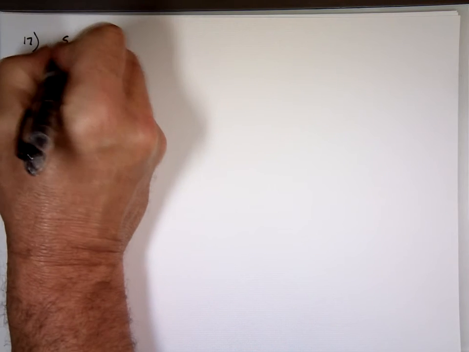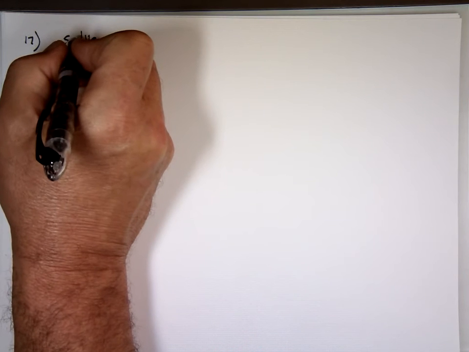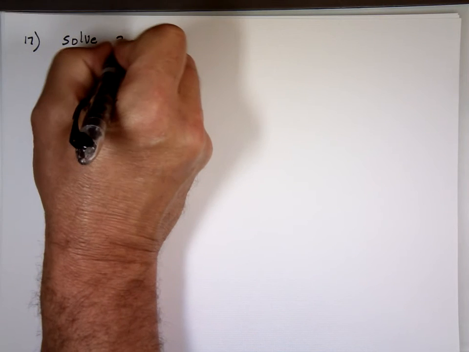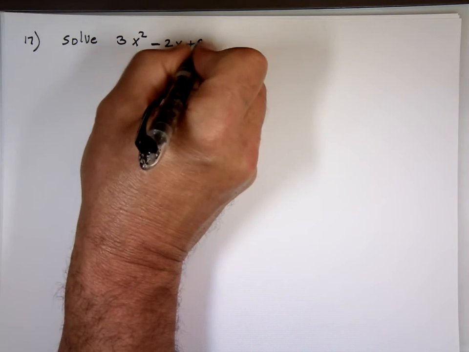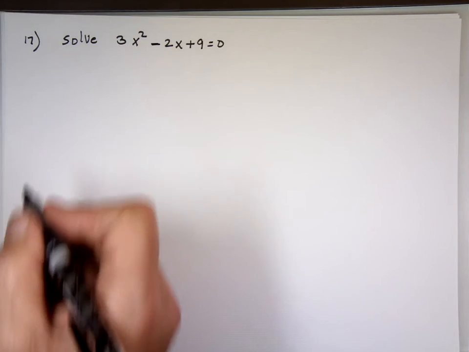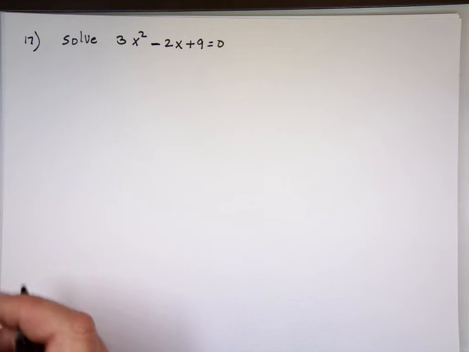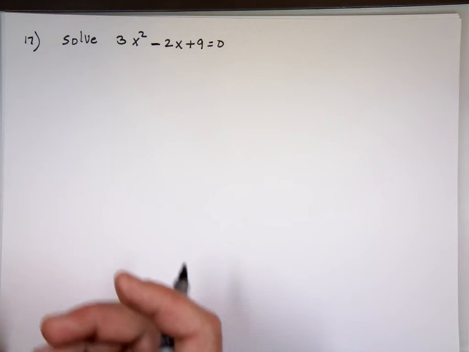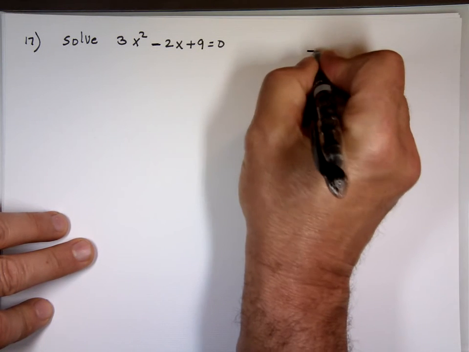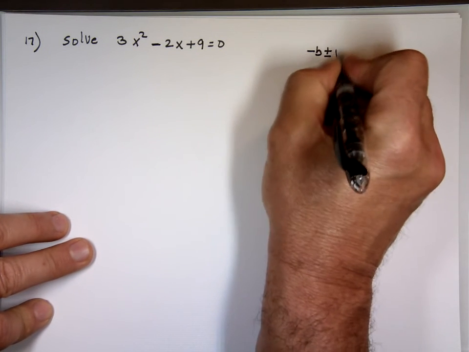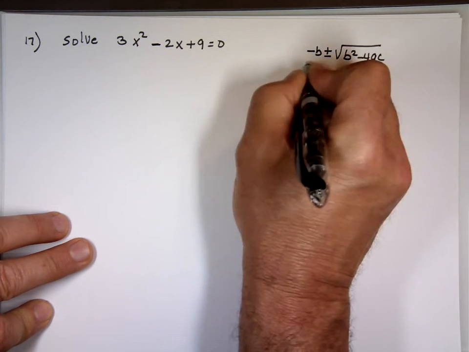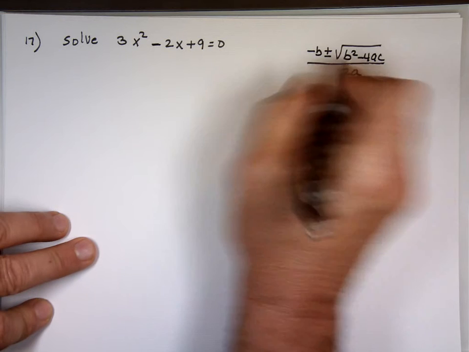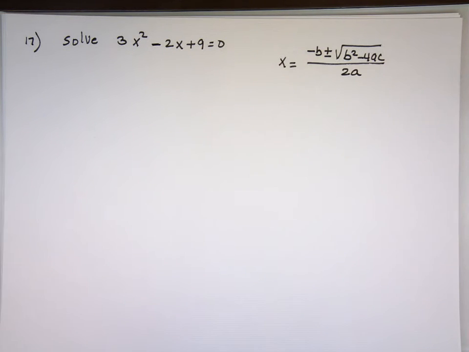Solve 3x squared minus 2x plus 9 equals 0. If I'm given a choice, I'm probably going to use the quadratic formula, which is x equals minus b plus or minus the square root of b squared minus 4ac, divided by 2a. Why? Because this one works every single time. I don't have to worry about factoring or any of this stuff.